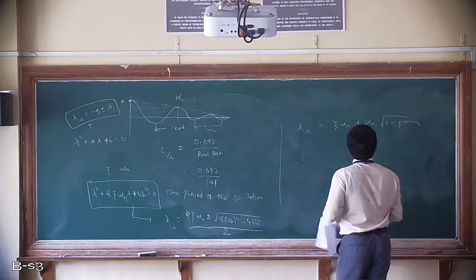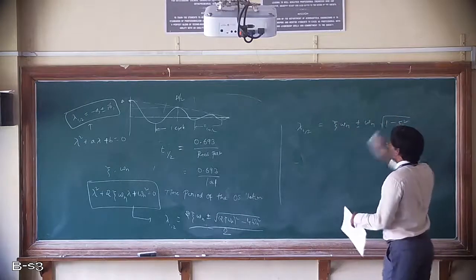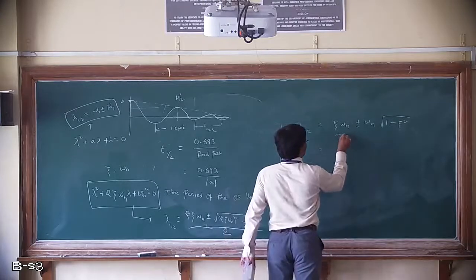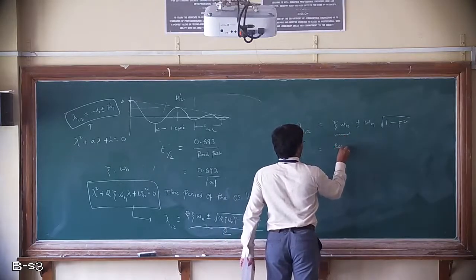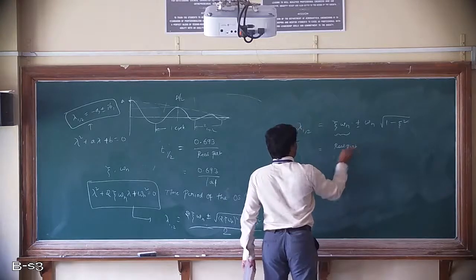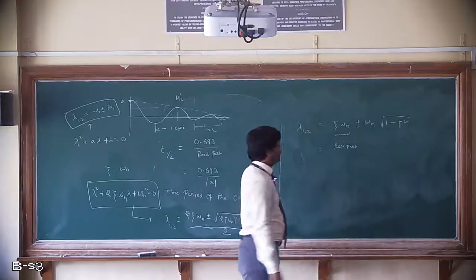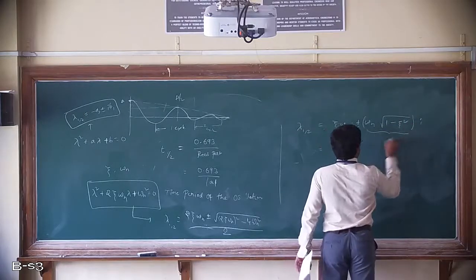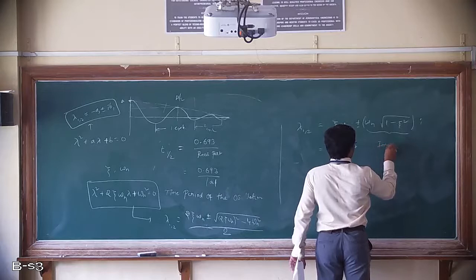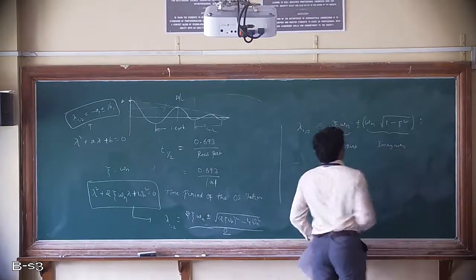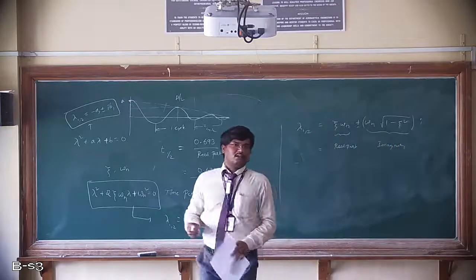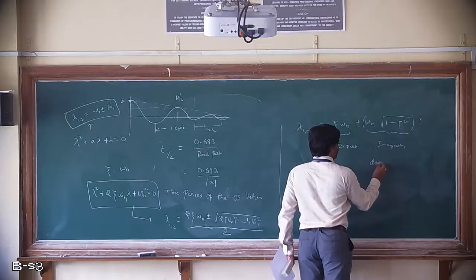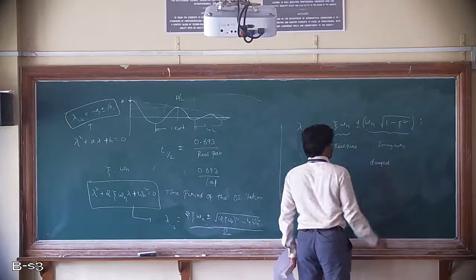Okay. Now just see here. Lambda 1 comma 2, you will get zeta omega n plus or minus omega n square root of zeta square minus 1. Just solve that, you will get it in this form. So this zeta omega n is nothing but the real part of the roots, right? This is the imaginary part.